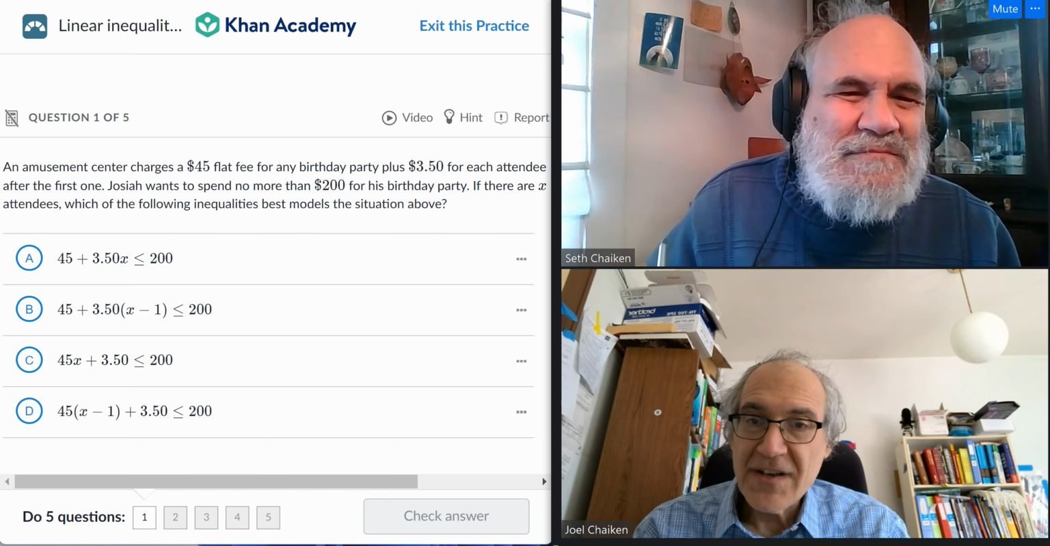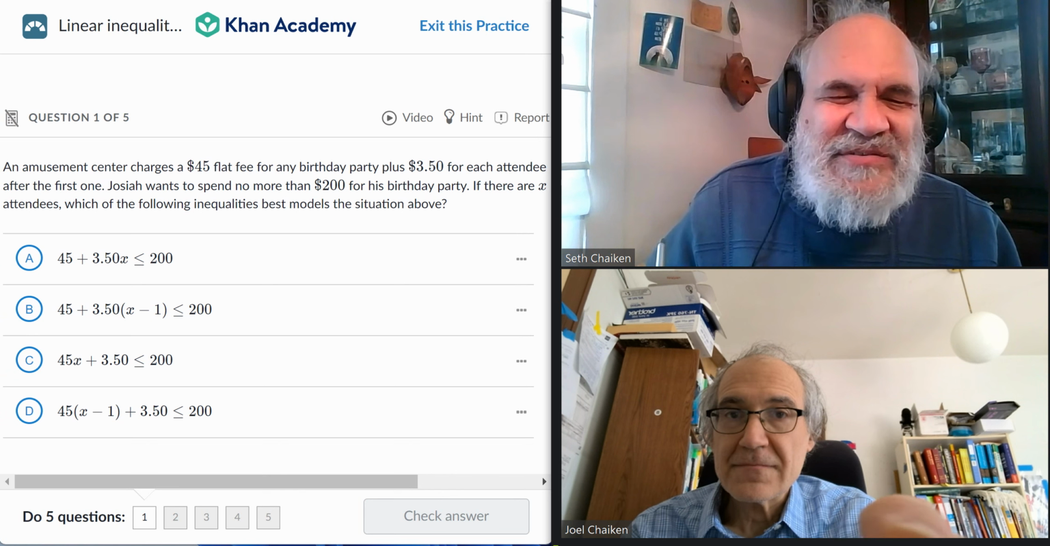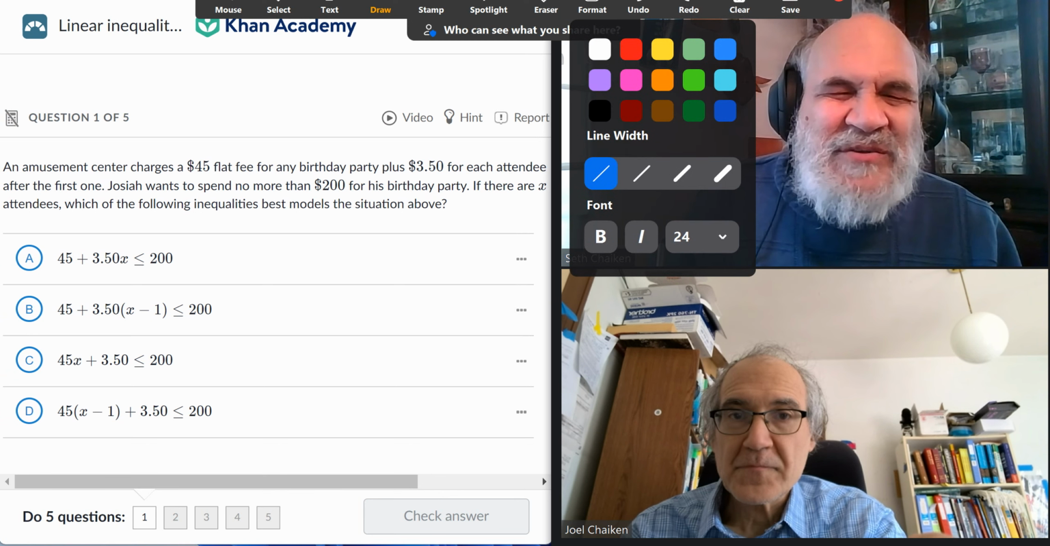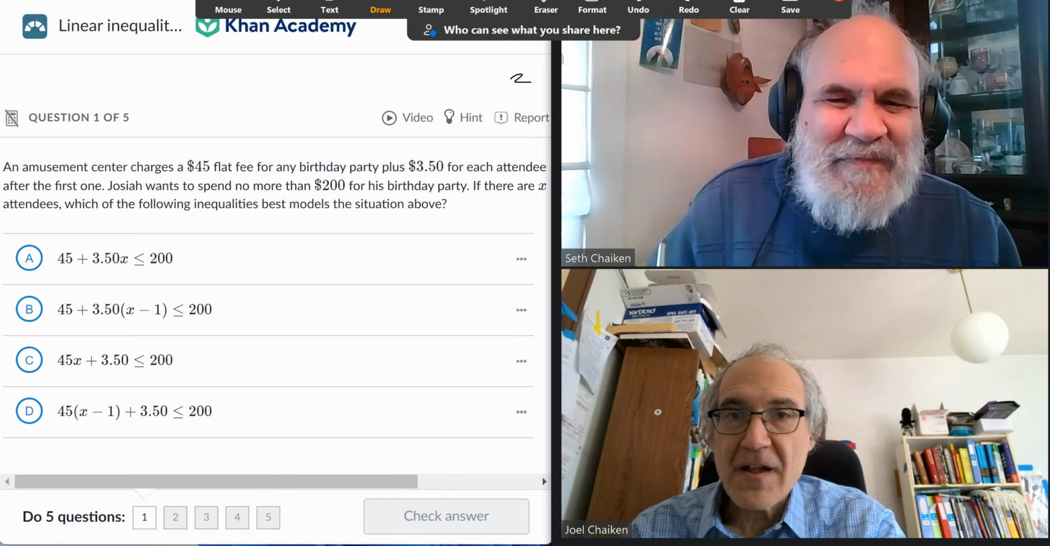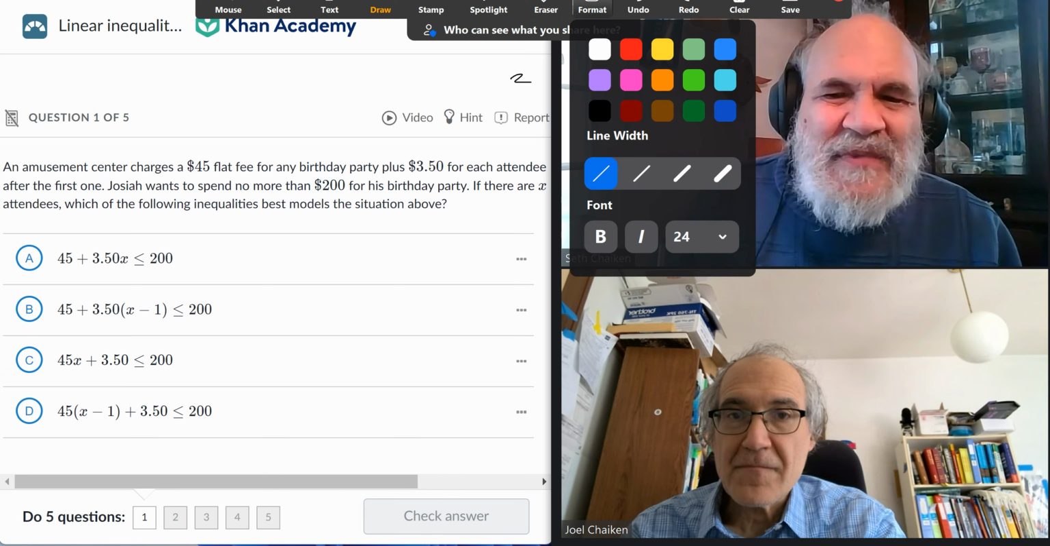I just know one thing here for sure. You better make sure you deduct 1, because the first one is free. Where x appears, you would say it in an x minus 1 expression. You better make sure you deduct the number of attendees. You better make sure you deduct 1.